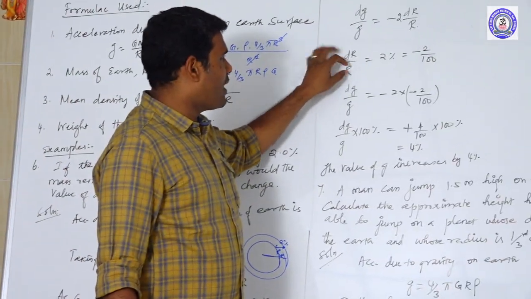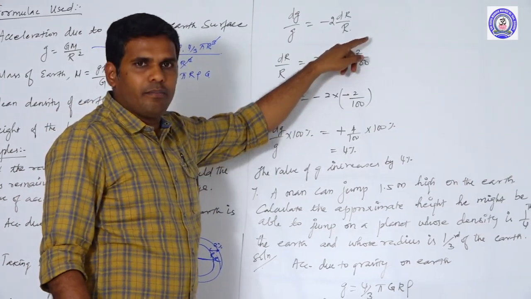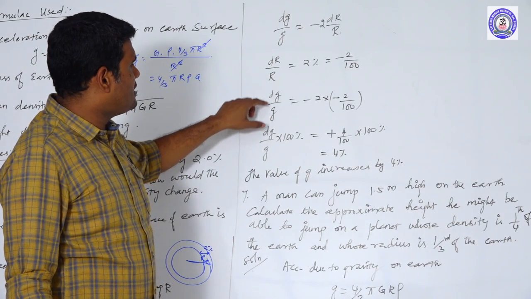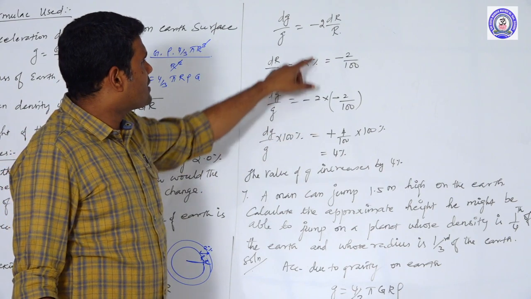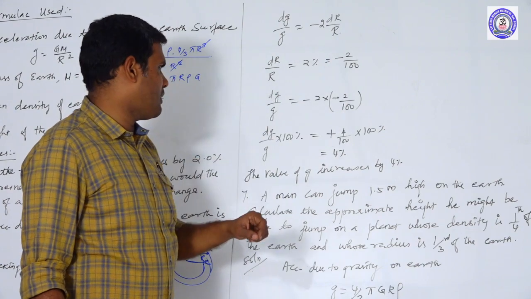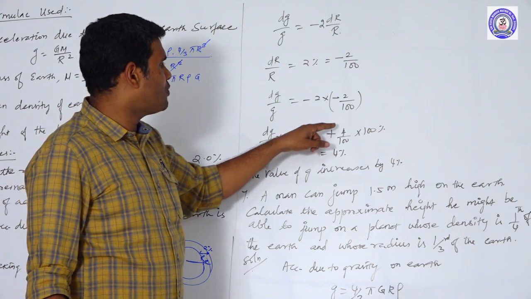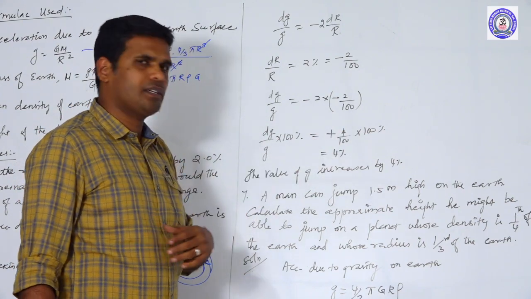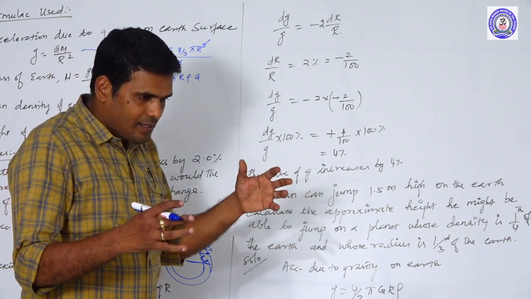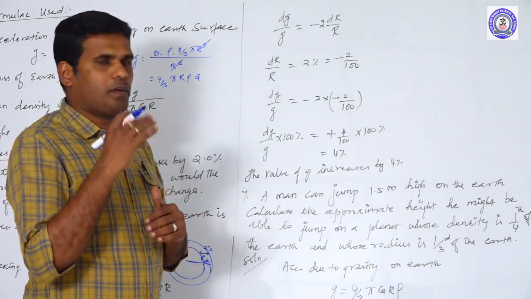This change in radius dR by R is 2%. As it is shrinking, we introduce a negative sign, minus 2 divided by 100. So dg divided by g equals minus 2 into dR by R, substituted as minus 2 divided by 100. Percentage dg divided by g into 100% is equal to 4 divided by 100 into 100%, so you will get 4%. If the Earth's radius shrinks by 2%, the value of acceleration due to gravity increases by 4%.